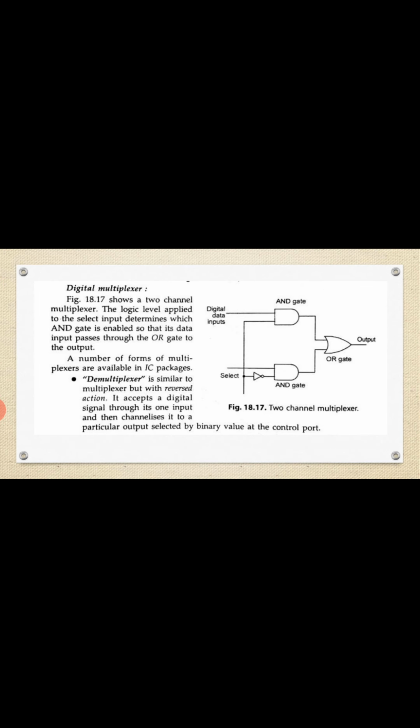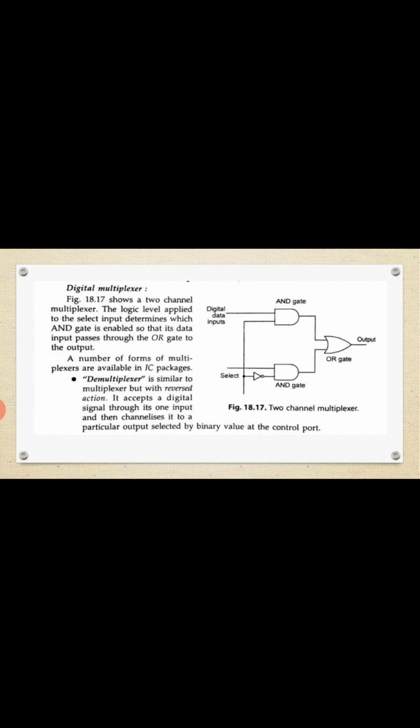Here one digital multiplexer is shown. If you look at this, two AND gates and one OR gate are used. It is a two-channel multiplexer because here we can give two digital data inputs. The logic level applied to the select input determines which AND gate is enabled, so that its data input passes through the OR gate to the output.